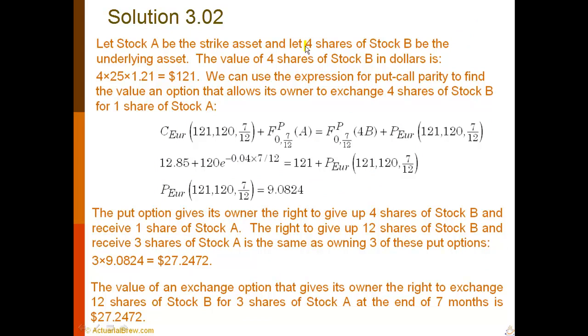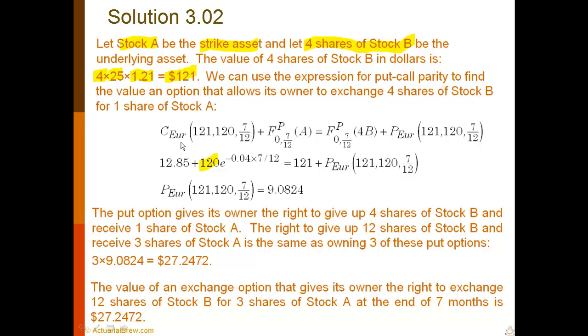I said that I was going to use 4 shares of stock B as the underlying asset, and that means 1 share of stock A is the strike asset. 1 share of stock A has a price of 120, but what's the price of 4 shares of stock B? Well, each share of stock B has a price of 25 euros, and each euro is worth $1.21, and we're dealing with 4 shares of stock B, and therefore the price of 4 shares of stock B is $121.